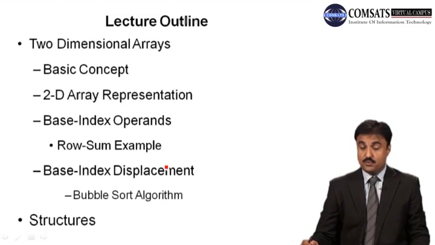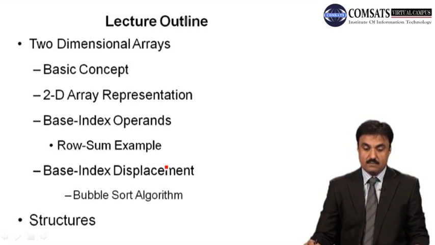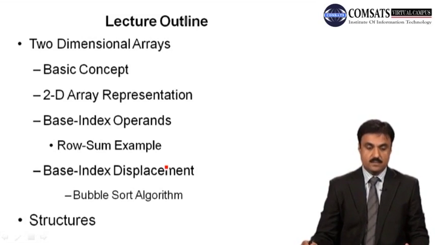Then there are two ways to access those two-dimensional arrays. One is called base-index operands, or the base-index way. The second one is called the base-index-displacement method. In base-index we will learn how we can access by using a base register and an index register, what happens in 16-bit and in 32-bit architectures. Then we will do one row sum example, and in this example you will see how we sum all the elements of a row.